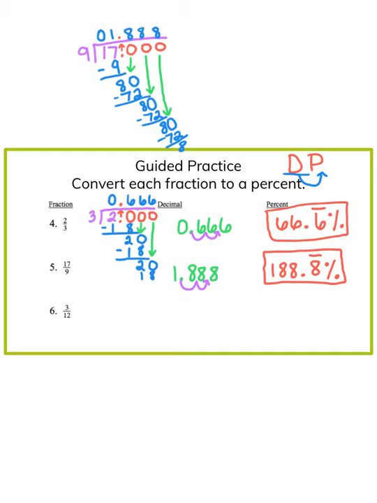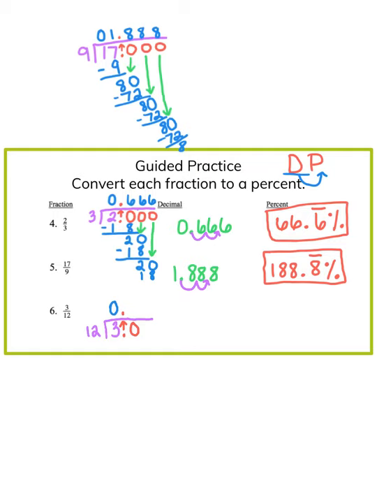Lastly, we need to convert 3/12 to a percent. So first I need to divide it to convert it to a decimal. So I'm going to put my numerator inside the house. And 12 cannot go into 3. So I'm going to put a 0 above the 3, and before I can move on, I need to add a decimal point and a 0 to my dividend, and then bring my decimal point straight up into my answer so I don't forget about it.